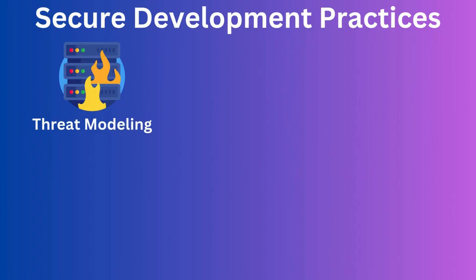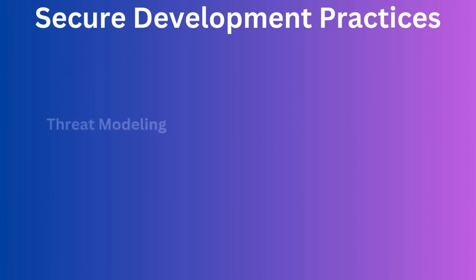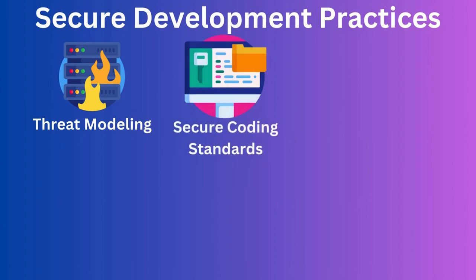Secure development practices. Threat modeling: start by identifying potential security threats and vulnerabilities in your application. Conduct threat modeling exercises to understand where security risks may exist. Secure coding standards: develop and enforce secure coding standards within your development team. This includes practices like input validation, parameterized queries, and avoiding hard-coded secrets.